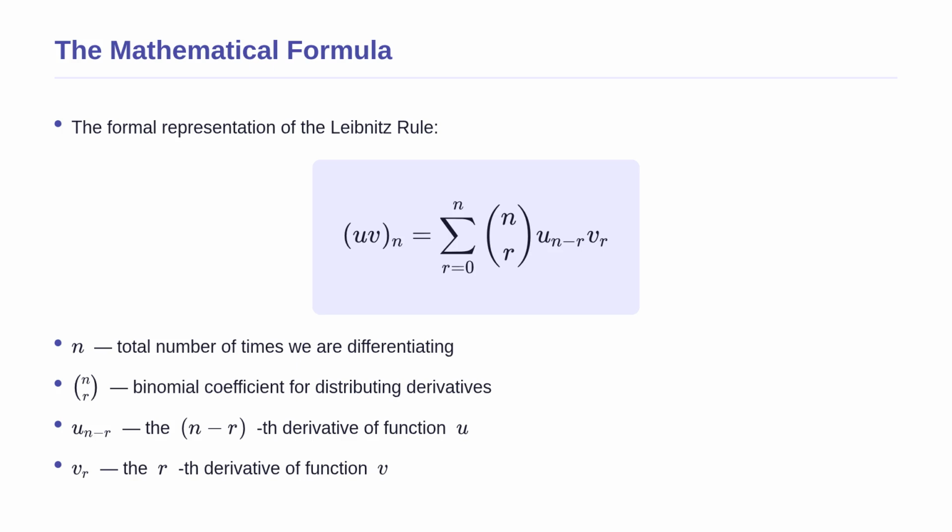The Leibniz rule uses a structured summation to organize all the terms generated by taking multiple derivatives. The symbol n represents the total number of derivatives we want to take. The binomial coefficient tells us exactly how many ways to distribute those derivatives. As the index r increases from 0 to n, we take fewer derivatives of the first function u and more derivatives of the second function v. This perfectly scales each term without missing any pieces along the way.